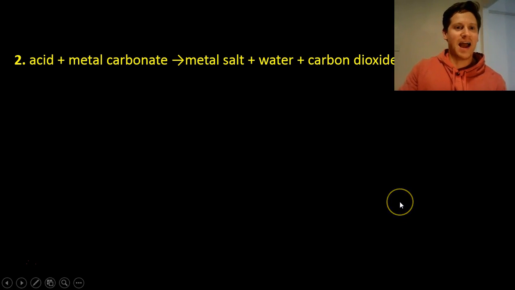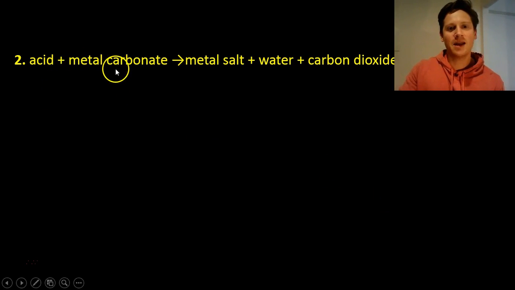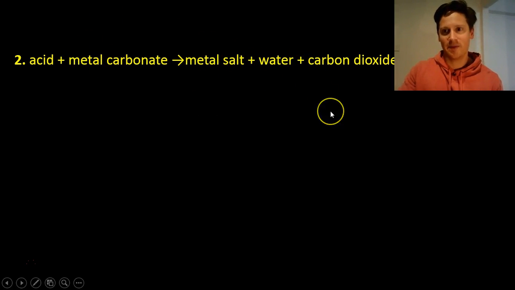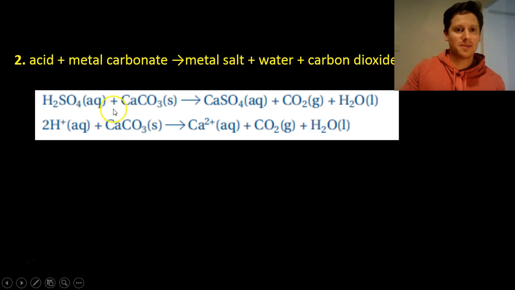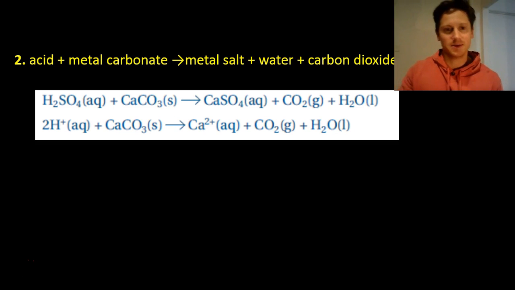The second reaction is an acid metal carbonate reaction. So acid plus carbonate will go to a salt plus water and carbon dioxide. The previous one was hydrogen. Instead, when you have a carbonate, you get water and carbon dioxide. A similar example using sulfuric acid again. This time we've got a metal, calcium, combined with a carbonate. Carbonate is always CO3. Calcium carbonate is limestone, which is used in buildings.